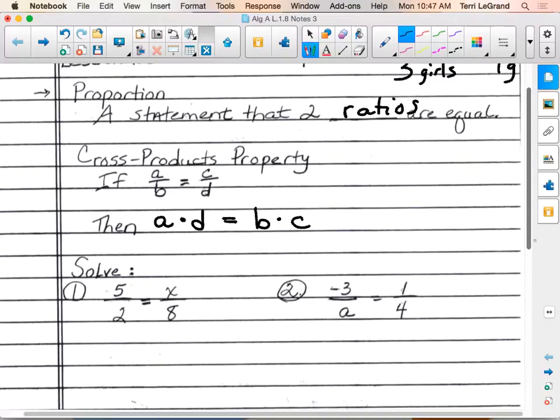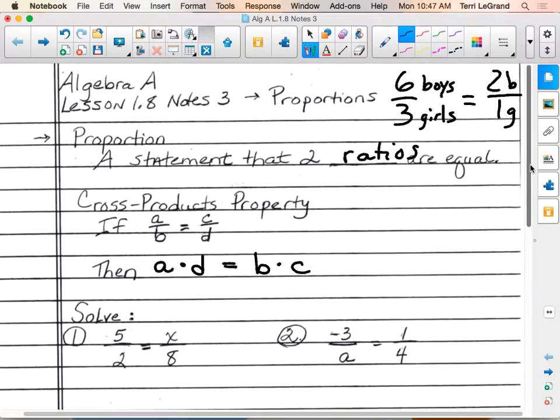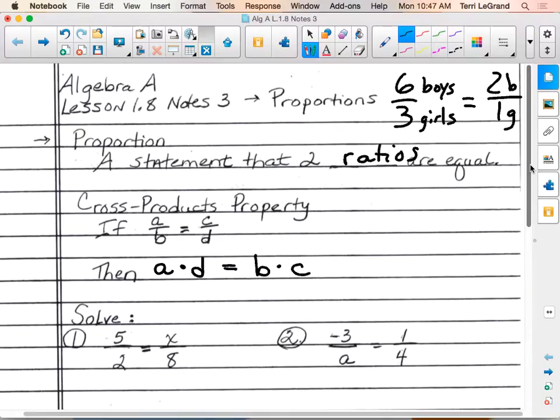Cross products property we can count on that will always hold true. Let's see if it does in our proportion that we set up here. If I took 6 times 1, remember this is like our A right here. This is our A, this is our B, this is our C, this is our D. If I took A times D, 6 times 1, what is that?